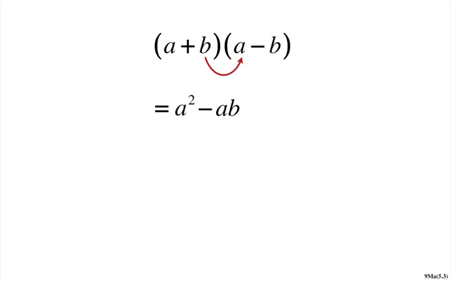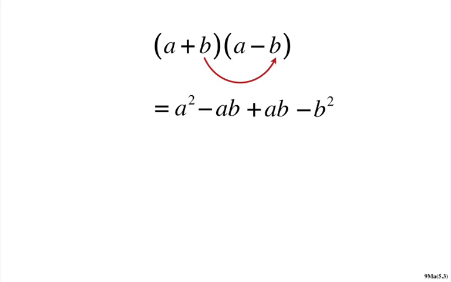Now we multiply the inside terms. B times A, and they're both positive terms, gives plus BA, which can be written as plus AB. Doesn't matter if it's BA or AB, they're the same letters. And the two last terms are positive B times negative B, and they multiply to give negative B squared.